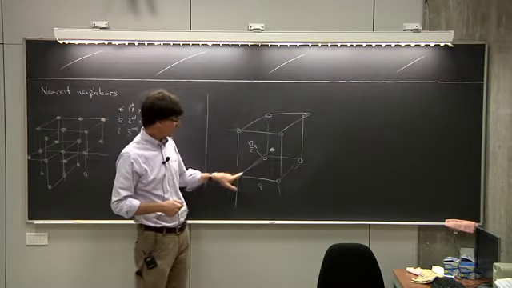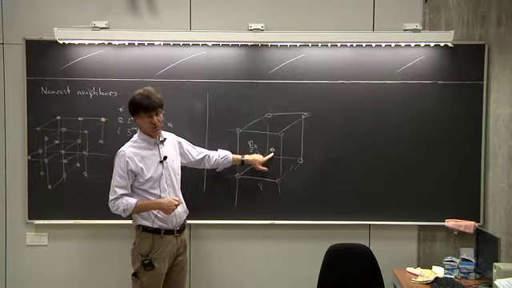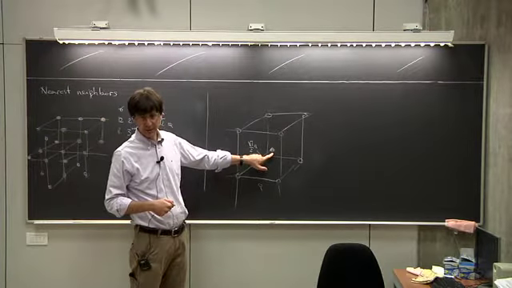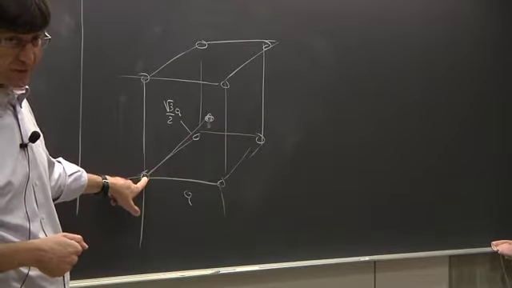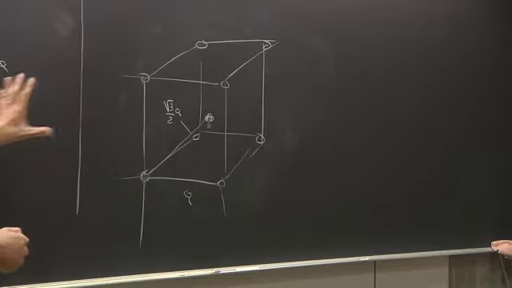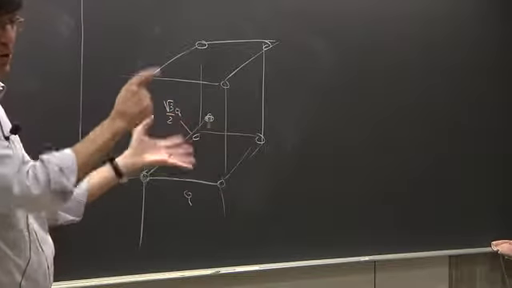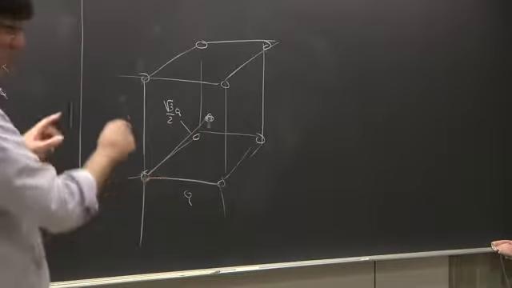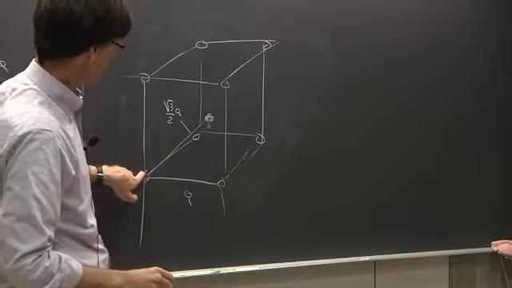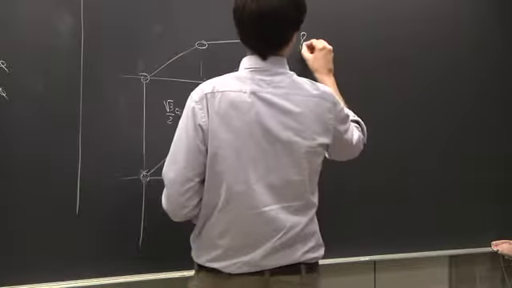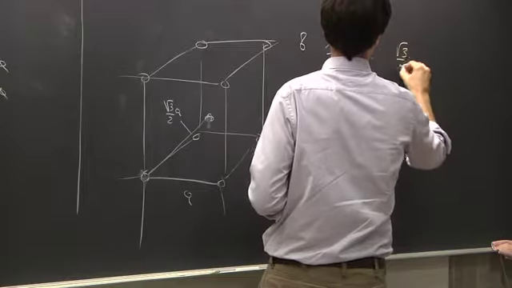So the closest point to this one is this one. But this point is not alone, right? How many of these points are there surrounding this one? 8, right? Because I have 8 equivalent cubes surrounding this point. This is just one octant. There are 8 more octants in all the other directions. So if I sit here, I will have 8 first nearest neighbors at the distance square root 3 over 2a.